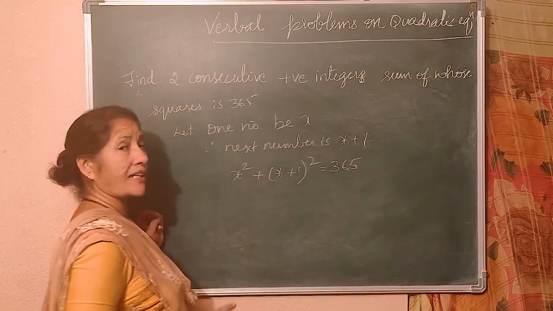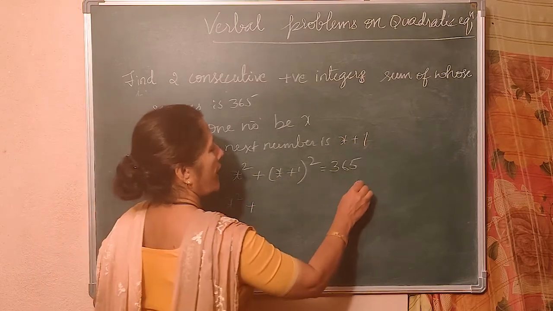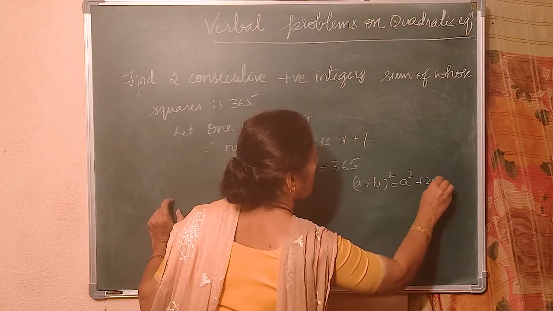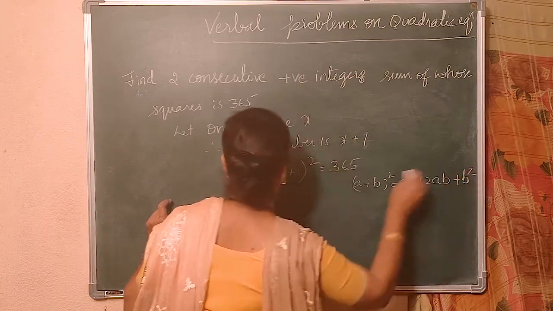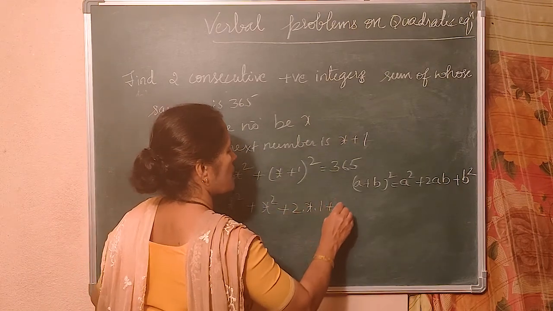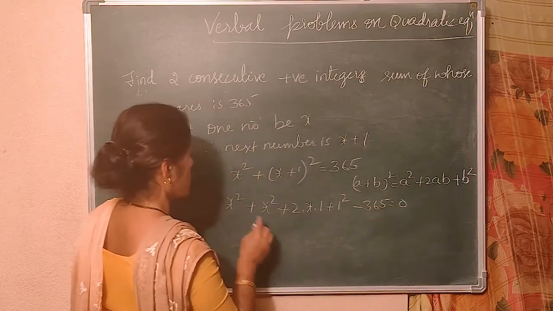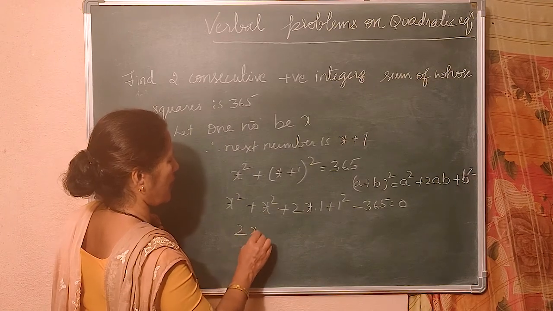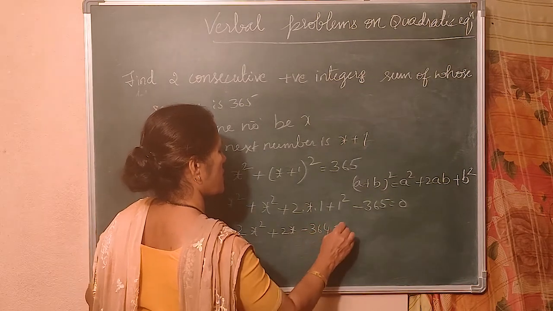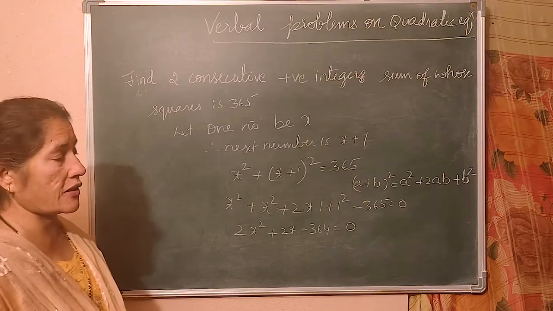Now you simplify this and get the answer. It is in the form of a plus b the whole square, which is equal to a square plus 2ab plus b square. So x square plus 2 into x into 1 plus 1 square minus 365 is equal to 0. So x square plus x square, 2x square plus 2x minus 364 is equal to 0. 1 square is 1. 1 minus 365 is minus 364.